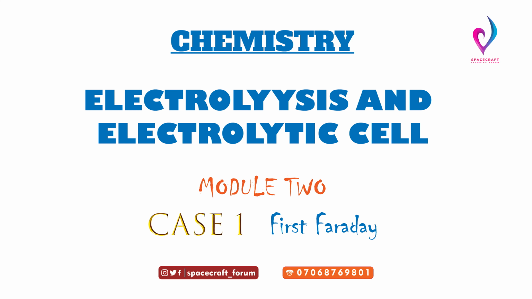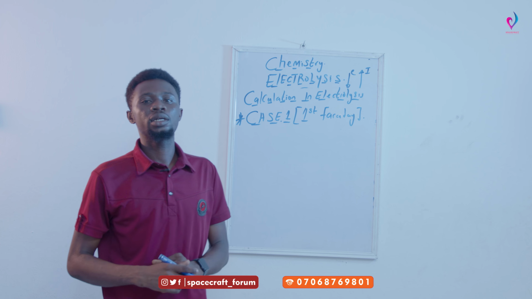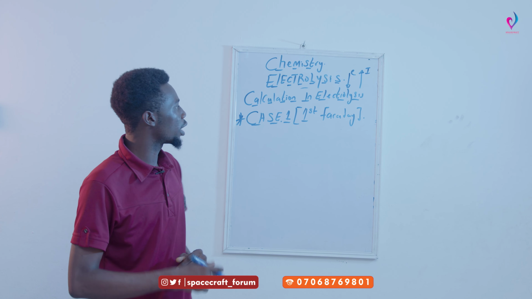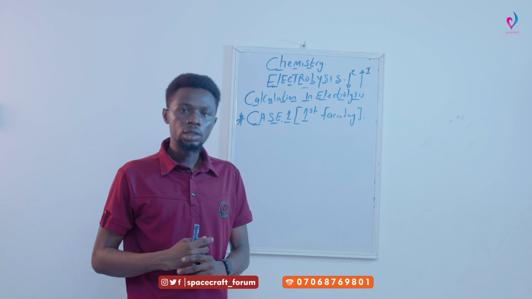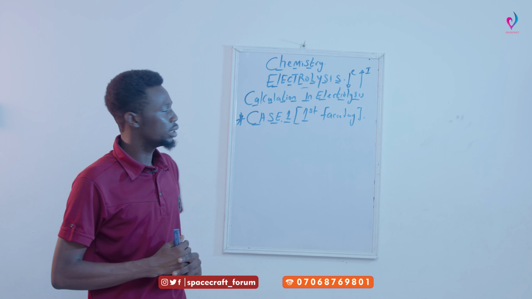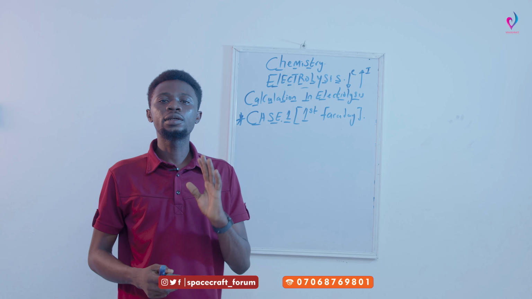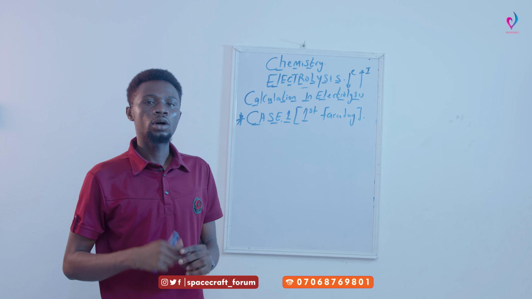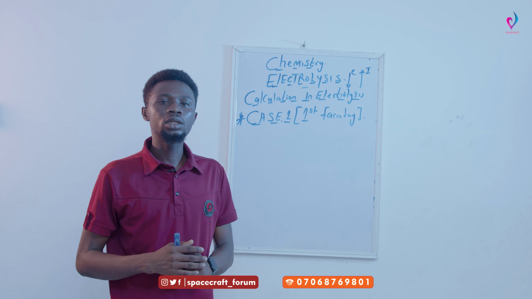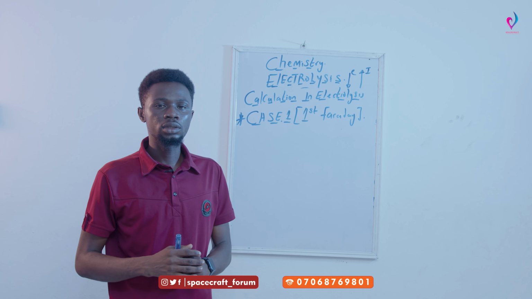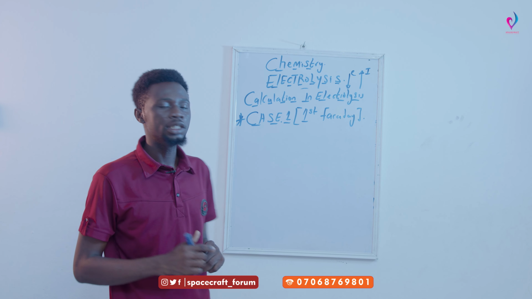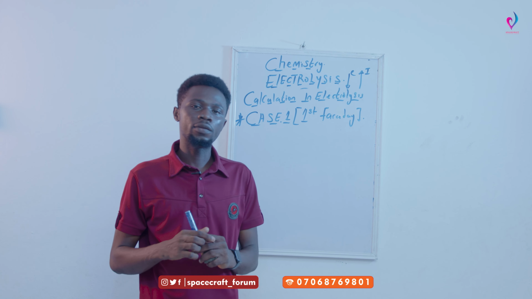I already have the knowledge of what happens in a voltameter or in an electrolytic cell. Let's go to calculation in electrolysis. Under this calculation in electrolysis, I will be giving you 5 case study methods or formulas to use to calculate various questions in electrolysis. But the first case study is based on first Faraday law of electrolysis.